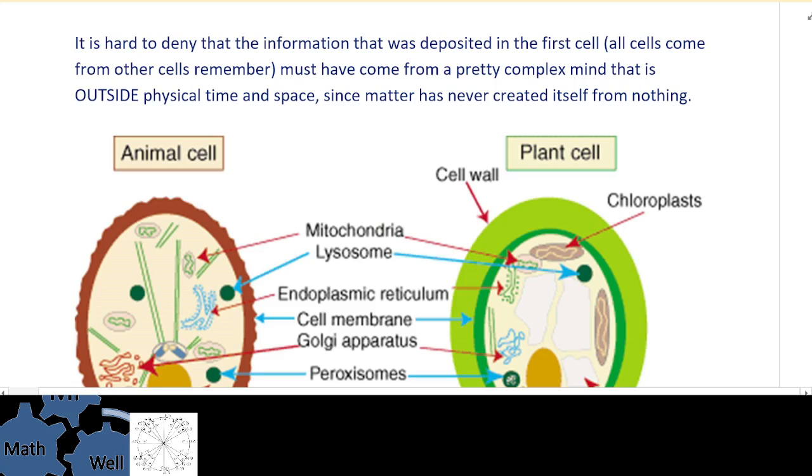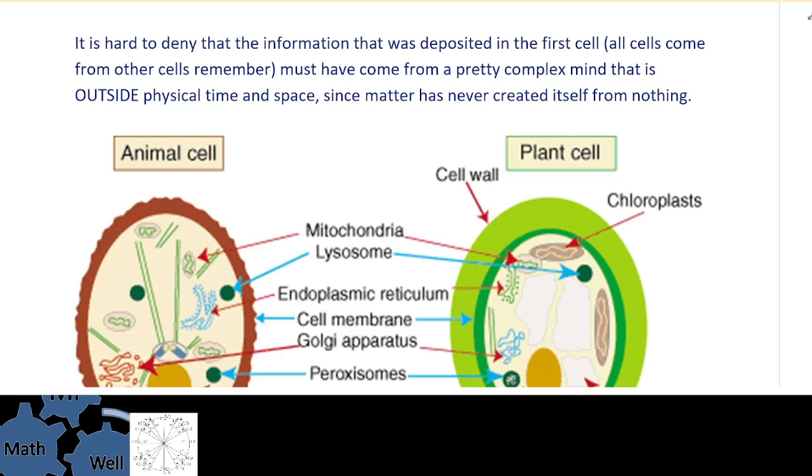If we talk about the very first cell that ever existed, because one of the things that you learned was that all cells come from other cells, there must have been something happening at the very beginning, must have come from a pretty complex mind that's outside physical time and space, since matter has never created itself from nothing. So if we're talking about strictly scientific and not a religious or a holistic way of knowing or worldview, if we strictly think about science, things come from other things.